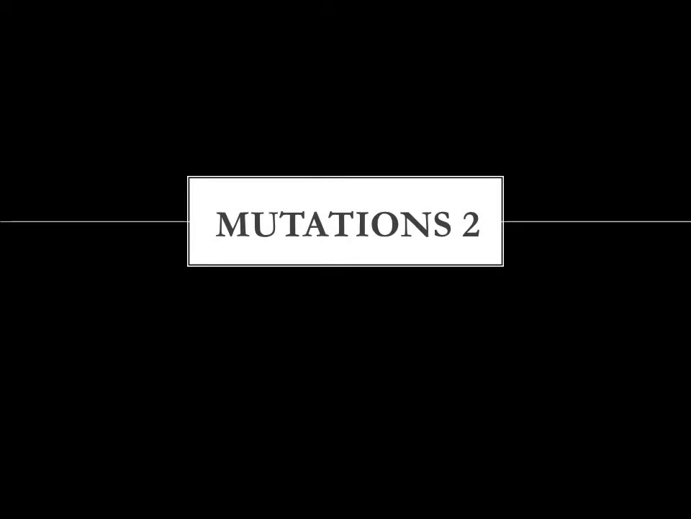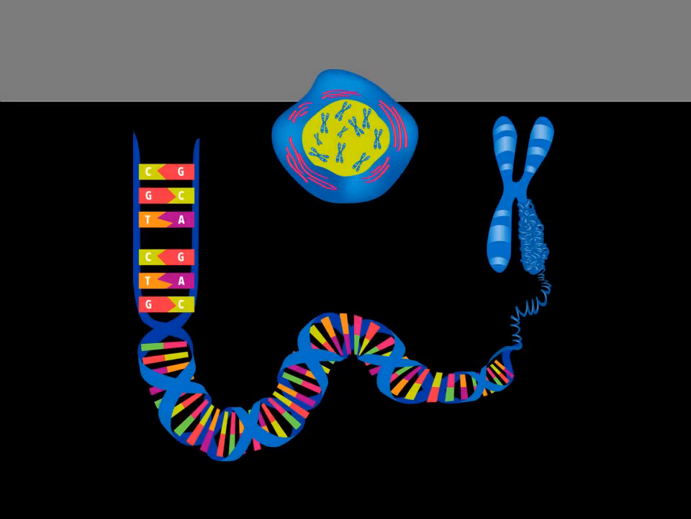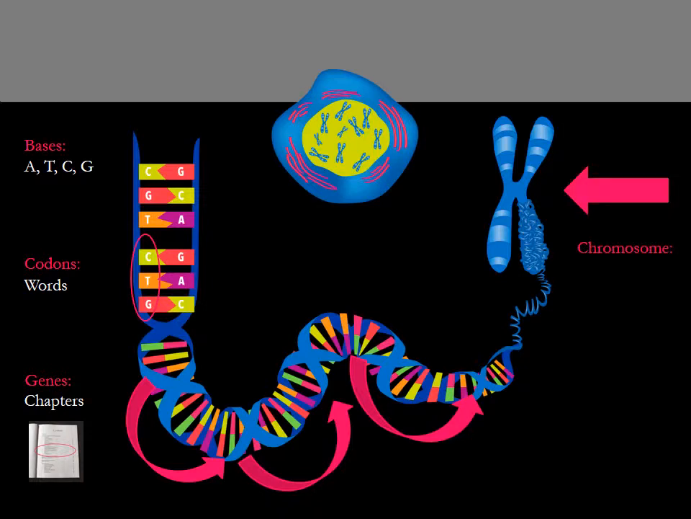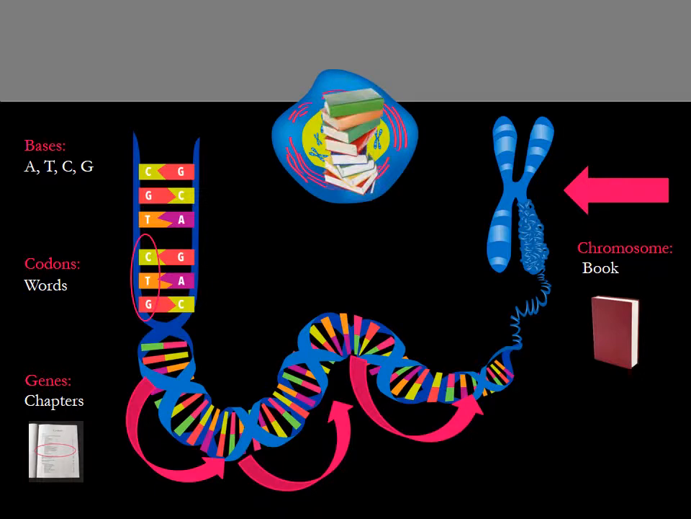Mutations, Part 2. You have learned that individual nucleotide bases, which are like letters, make up the codons, which are like words, that make up the genes, which are like chapters, that make up chromosomes, which are like individual books, which altogether make up your DNA, and are like a series of books.